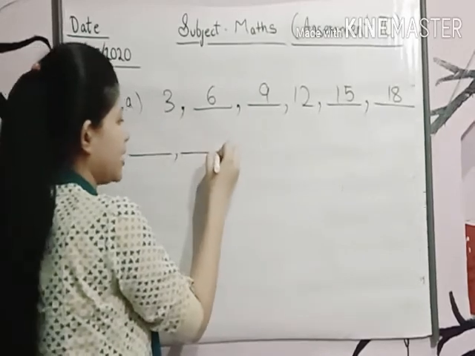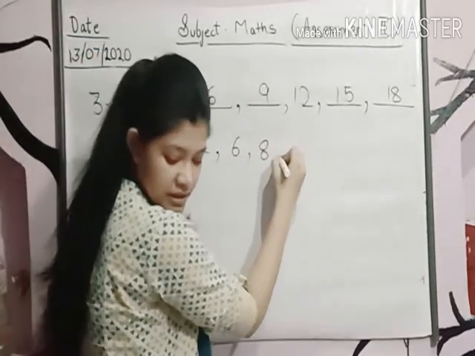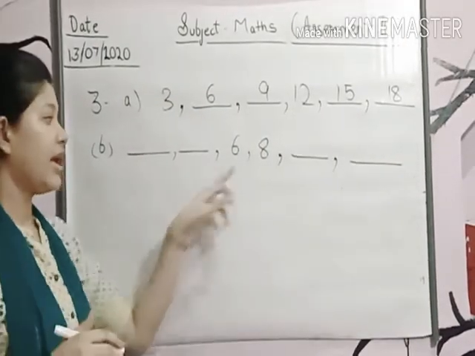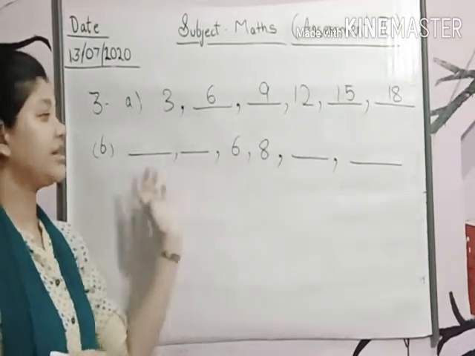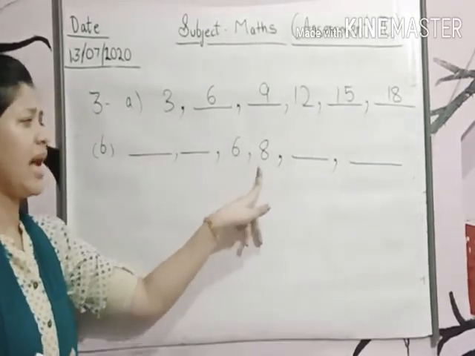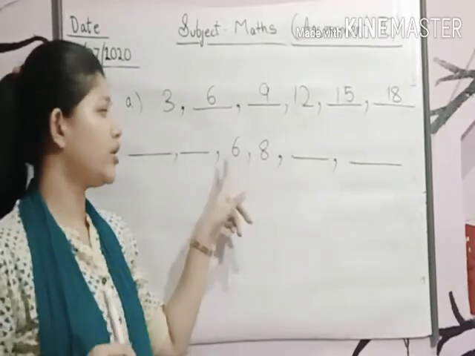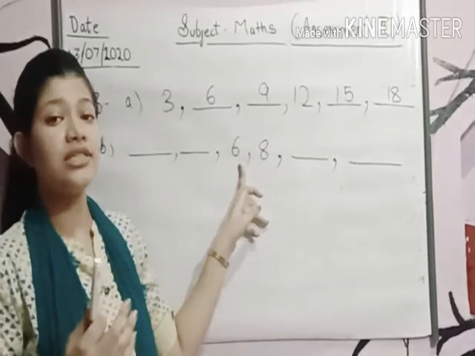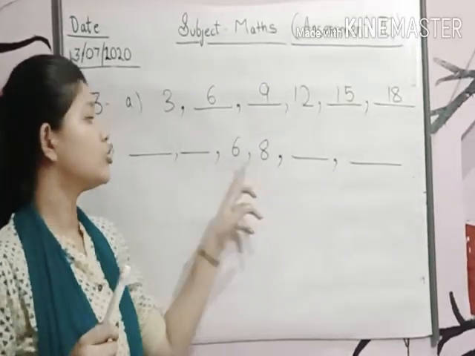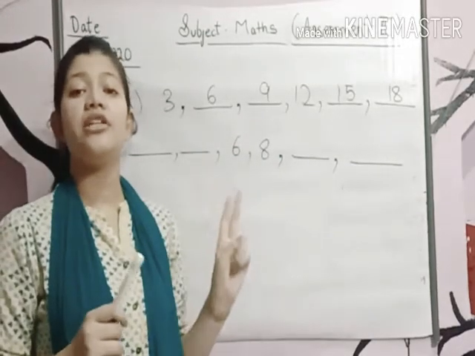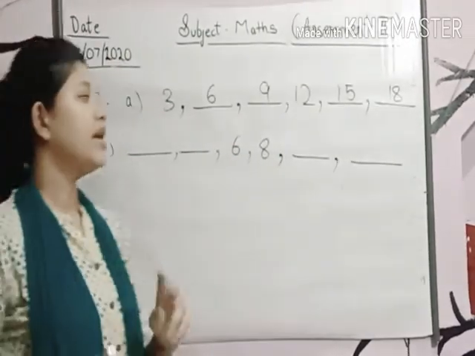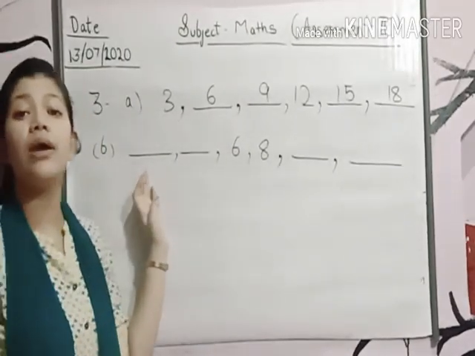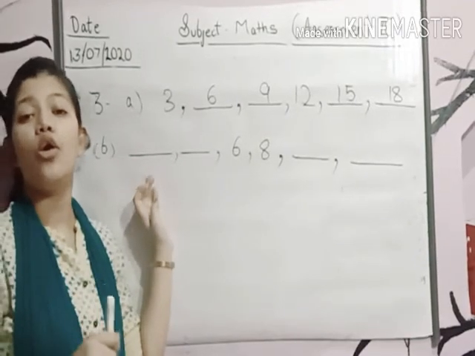Dash dash 6 8 dash dash. Now see. Now you have to check how much we have to skip in this row. Now see 6 and 8. Now please think what will be the number before or after 6 and 8. See 6, what comes after 6? 7. Then comes 8. Yes. So it means we have done repeated addition of 2 over here. Yes, 6 plus 2 is equal to 8. It means we have to do repeated addition of number 2. That means the table of 2.